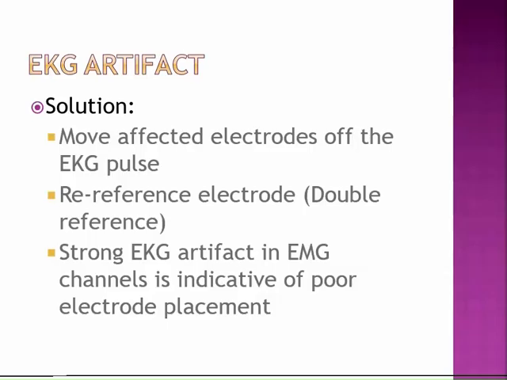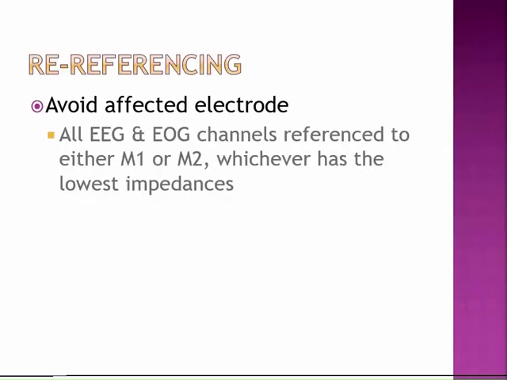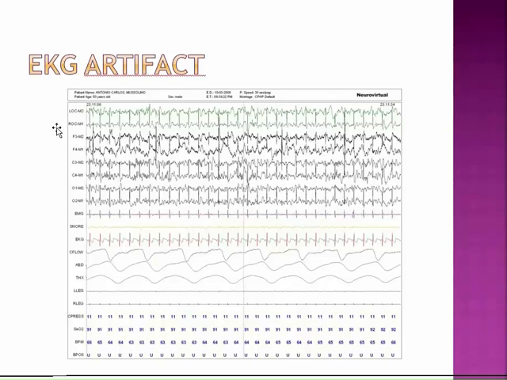Another option, say for instance we don't have the ability to move any of the electrodes off the affected pulse. What we can do is re-reference, which means to try to avoid the affected electrode. That's what re-referencing is. So say for instance the EKG artifact was worse in the M1, then what we could do is take all of the leads that are referenced to M1 and reference them to M2 instead. So we're just avoiding the electrode that's worse off.